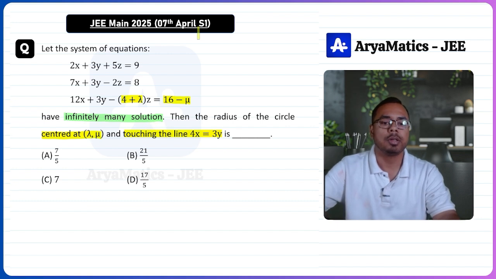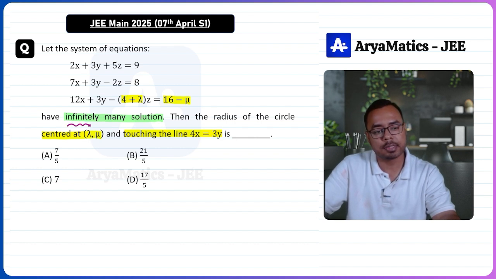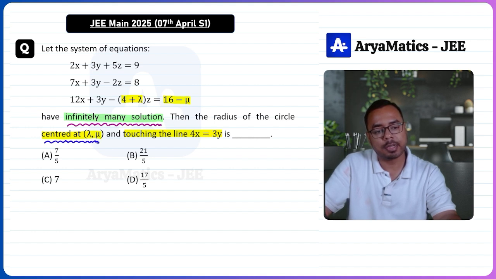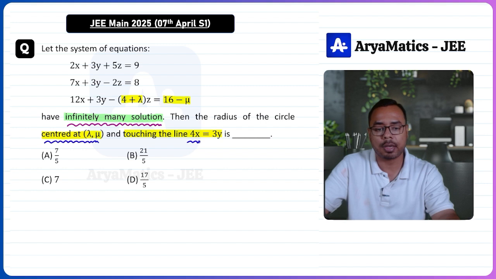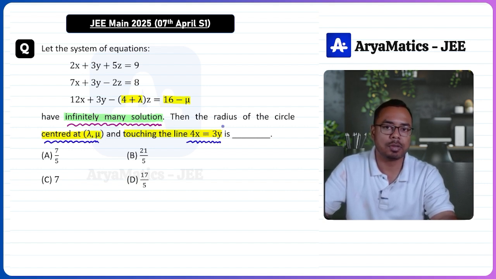equals 3y. So basically from here we have to find the values of lambda and nu using the condition that this system of linear equations has an infinite number of solutions. And once we have lambda and nu, the center of the circle will be known, and then because it is touching this line, the line is tangent to the circle, and the radius of the circle will be nothing but the perpendicular distance from the center of the circle to this line. So basically the problem is to find the values of lambda and nu, and then we can find the radius of the circle by calculating the perpendicular distance of this line from the point (lambda, nu).